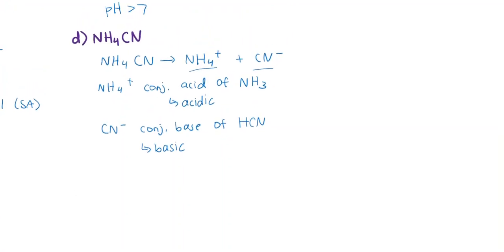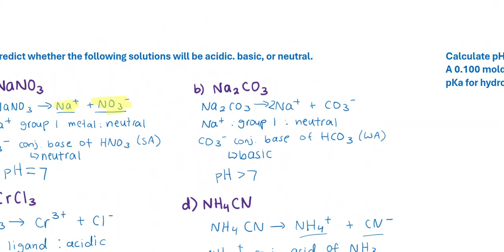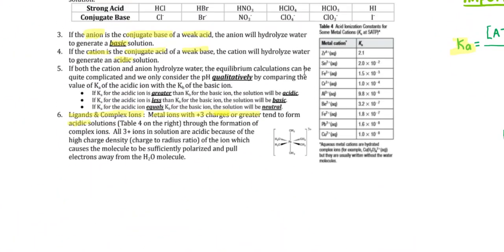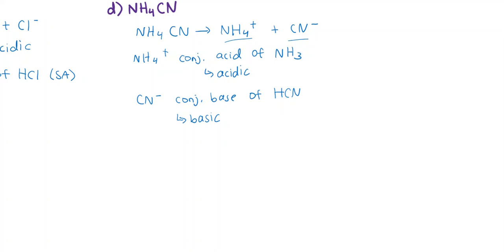We have one acidic and one basic. Well, now we actually need to use rule number 5, which states that if both of them hydrolyze water, the calculations, we can look at it qualitatively by comparing the Ka values. So let's do that right now. You'll have a Ka chart.